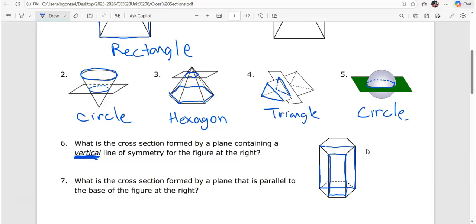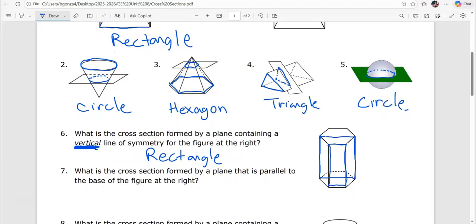Either way you slice it, no pun intended, you get a rectangle, okay? Straight up and down for a prism. When you cut it vertically, you're going to get a rectangle. Because what do you see up and down? A rectangle, okay? So what's the key word there? Vertical, up and down, okay?